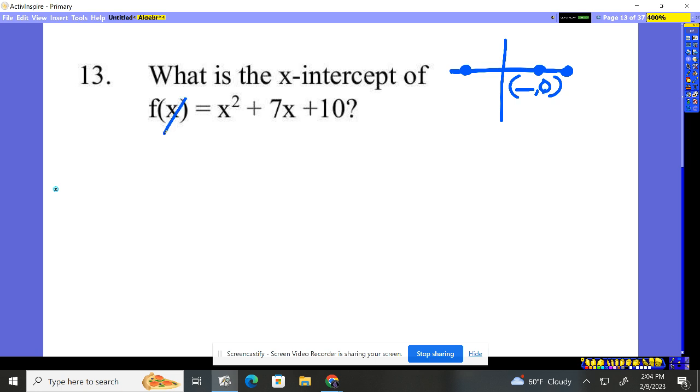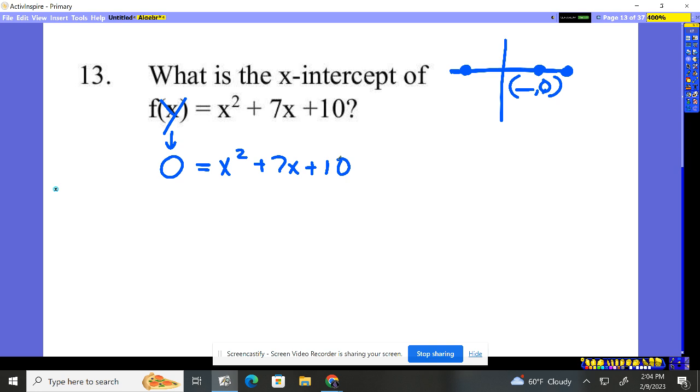Now remember, f of x is y. That's the same thing. So this is really the equation y equals x squared plus 7x plus 10. We just said if we're talking where it's crossing the x-axis, we know the y value is 0. So we simply write 0 there for the y. And now we've got to figure out what x is going to make this situation true.